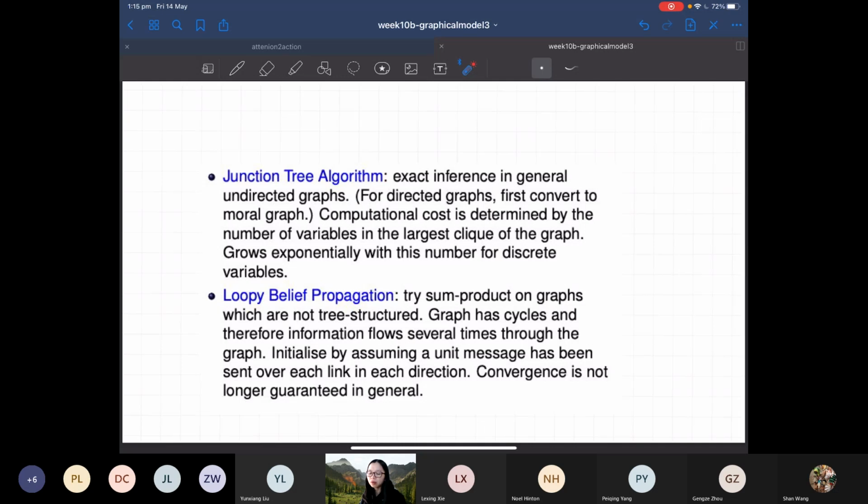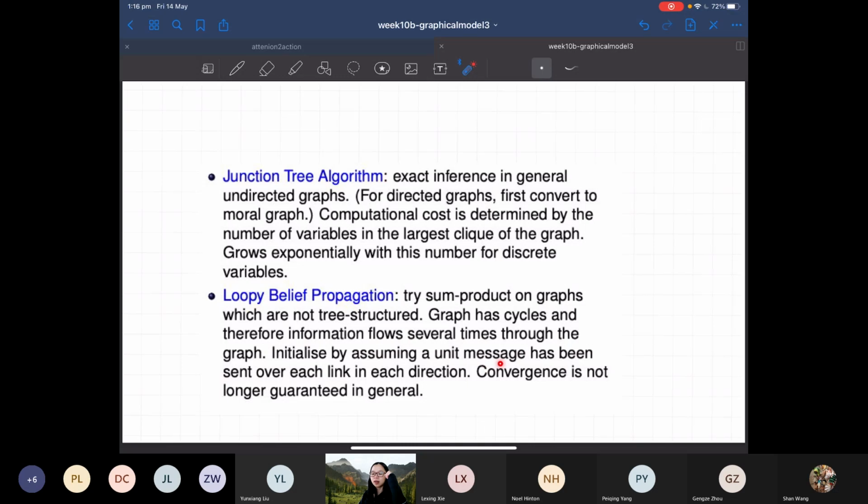So we talked about factor graphs with loops, right? So loopy belief propagation essentially refers to the operation of doing the sum product algorithm on graphs that are not tree structures. The graphs have cycles, and therefore the information flows several times through the graph. So we initialize by assuming a unit message has been sent over each link in each direction. Because the messages keep changing, we're not restricting, just for simplicity. It doesn't make much difference. Basically, it just amounts to us taking one more pass, right?